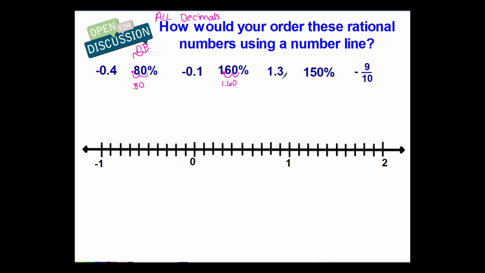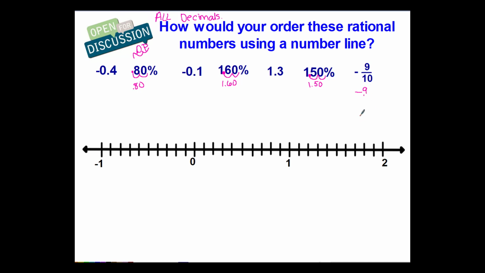1.3 is already a decimal, so I have to do nothing to it. My 150%, again, percent to decimal, so you move it 2 times to the left. My decimal is 1.5 or 1.50. My last rational number is -9/10. So I'm going to write it the same way as it sounds. -9/10.